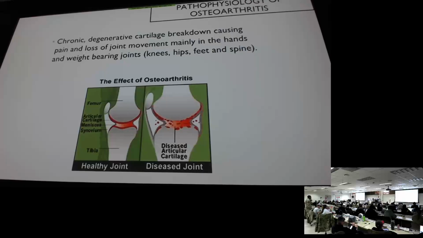Quick note on the pathophys of osteo. Chronic degenerative cartilage breakdown, pain, loss of joint movement, mainly in the hands, weight-bearing joints, knees, hips, feet, and spine. So we give lifestyle modifications, we control the pain and inflammation, and hopefully keep the patient from progressing to have a total joint replacement, right?